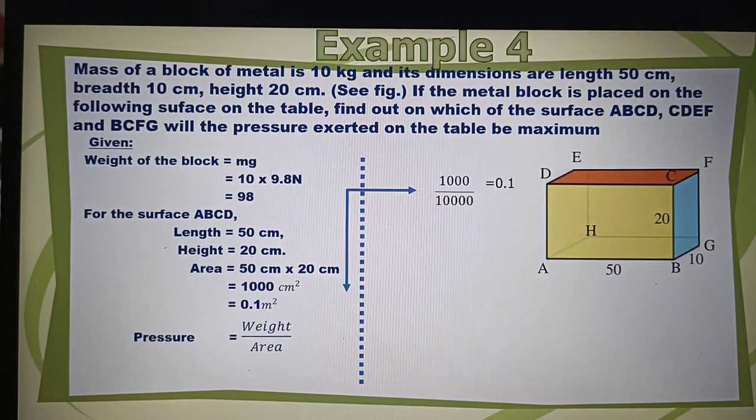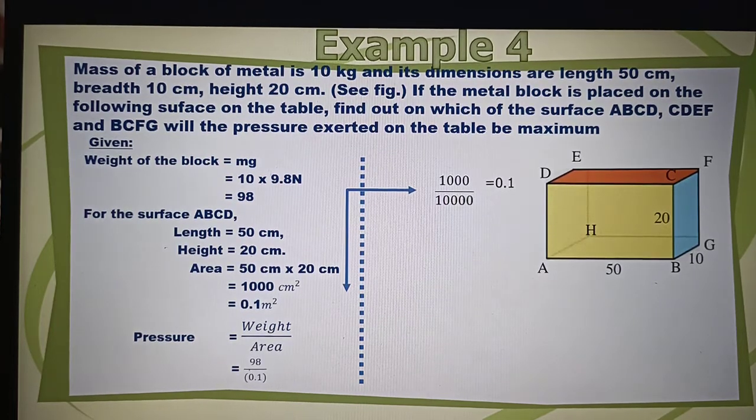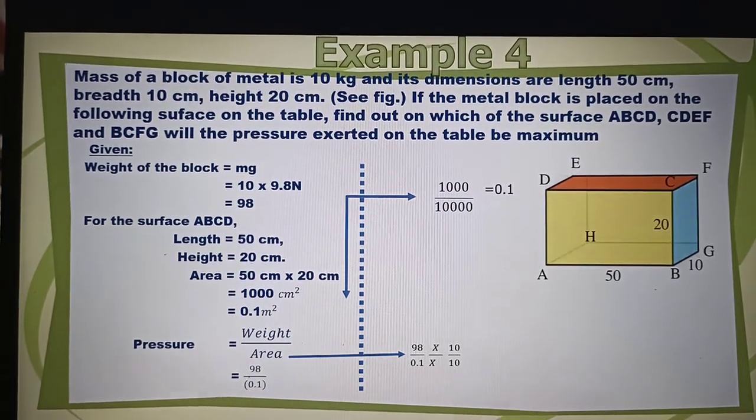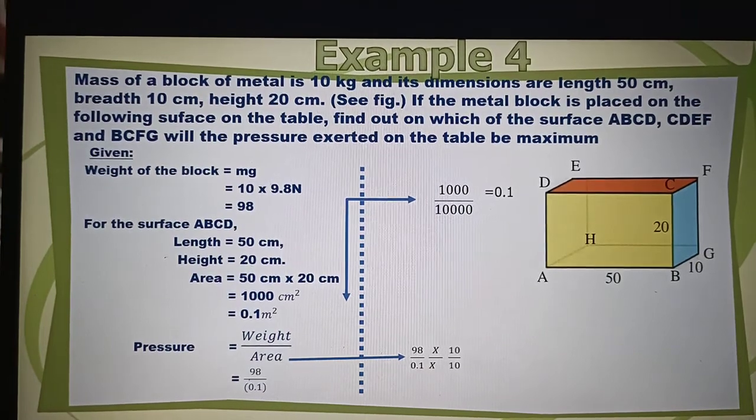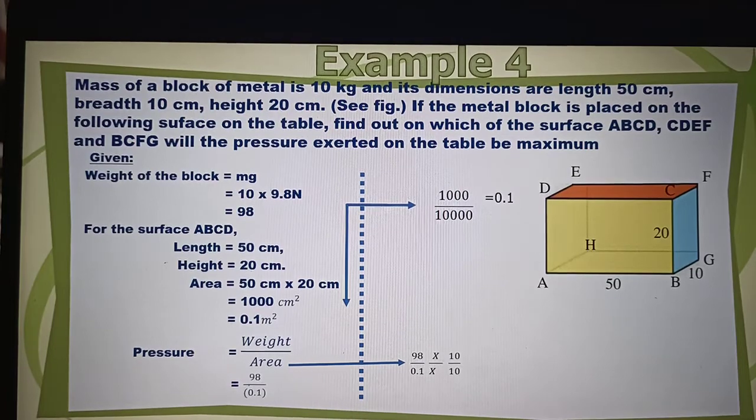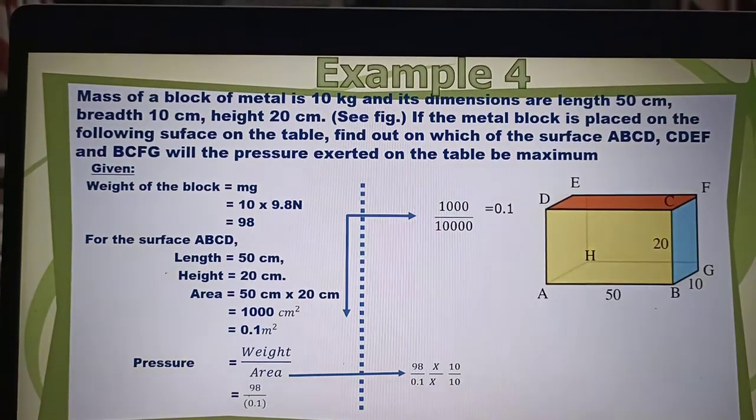Next we have to find the pressure. The formula is weight upon area. So the value of weight is 98. The value of area is 0.1. So here in the denominator a decimal number is there. So first we have to convert it into a whole number. So how to convert? Look at the denominator. After the point only one number is there. So we have to multiply by 10 on both numerator as well as on denominator.